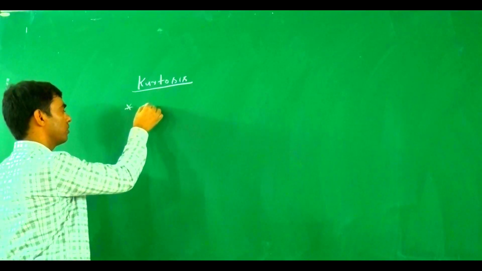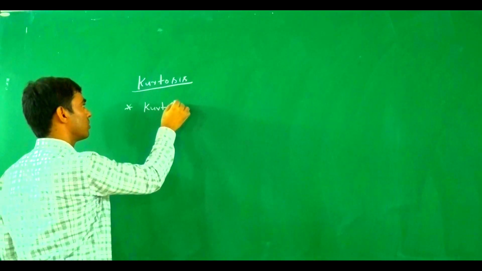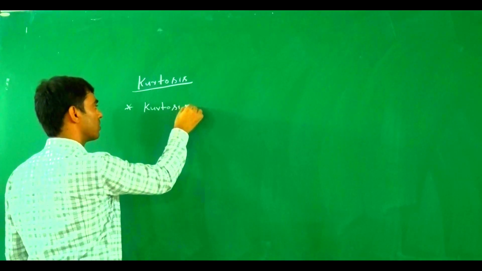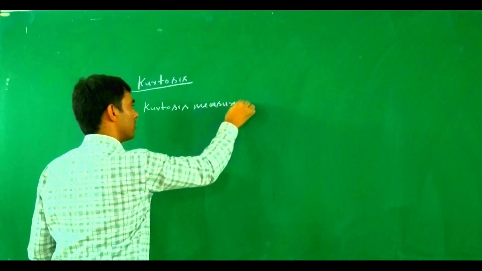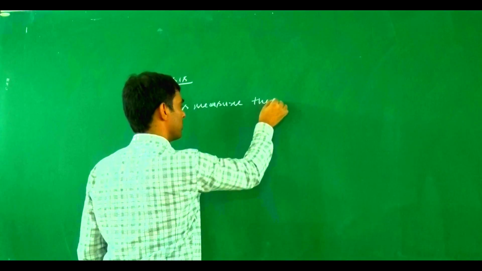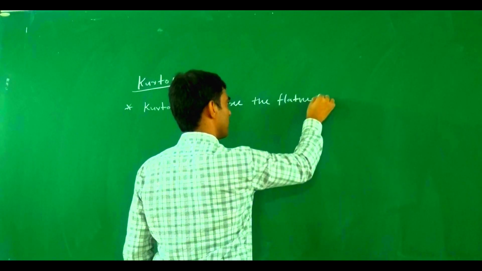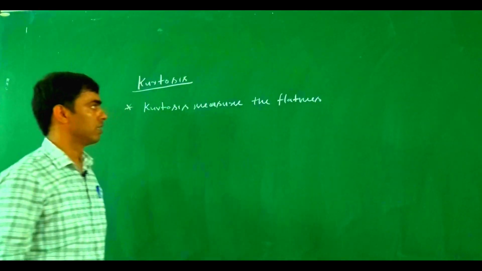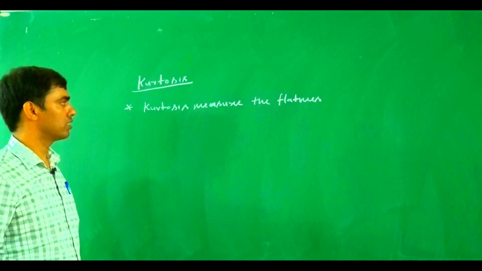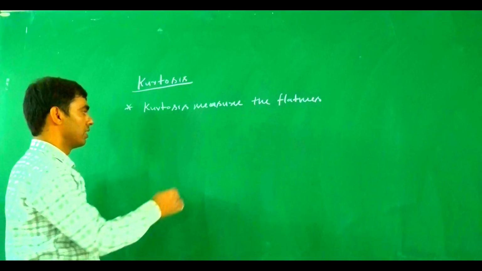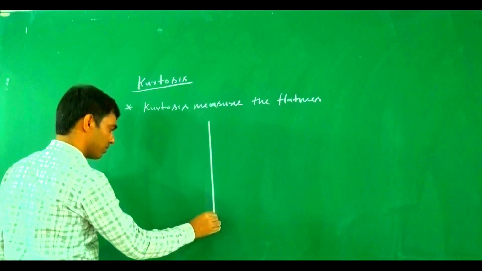So if we write a one-line definition, kurtosis measures the flatness of a curve. The flatness means if we plot the frequency curve, then this measures the flatness of a curve.